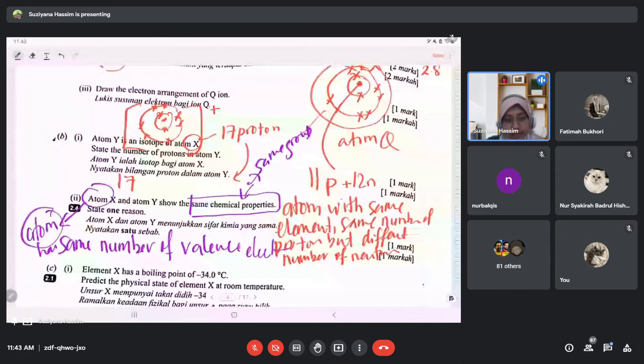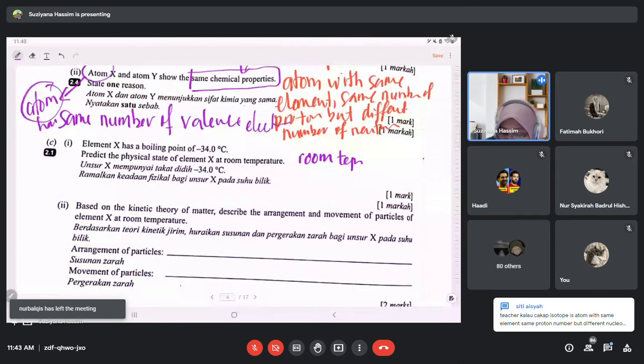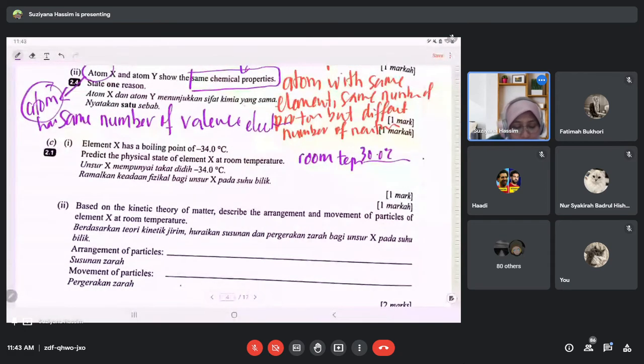Okay, alright. So next one. Element X has a boiling point. Okay, sayang, room temperature. Kita cakap line ni lebih kurang 30 Celsius lah. Anggapkan. So, the X has boiling point negative 34, bawah tu. Okay. So based on the criteria better describe the arrangement and movement of particles of element at room temperature. Dia suruh base ni. Dia jadi gas lah. Right? It's already as a gas.